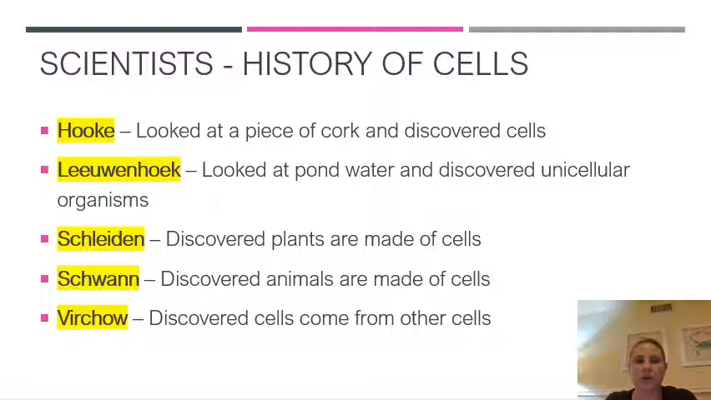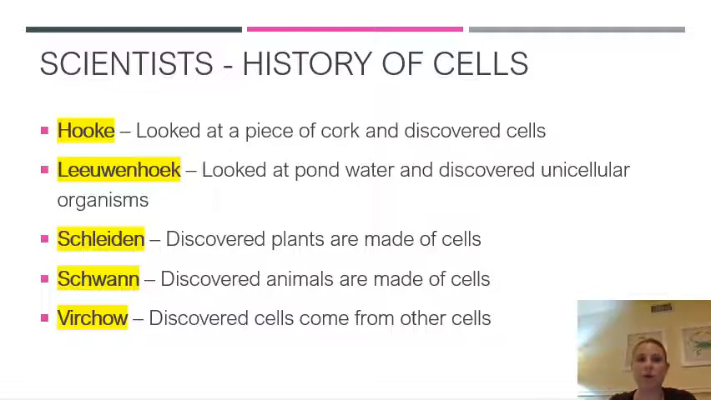So we talked about the history of cells. We have these 5 scientists that we talked about before. We have Robert Hooke. Hooke looked at a piece of cork and is the one who's credited with discovering cells. So if you can remember, Robert Hooke discovered cells. He looked at a piece of cork and discovered cells. Then we have Leeuwenhoek. He looked at pond water and discovered little unicellular, single-celled organisms swimming around in that water.